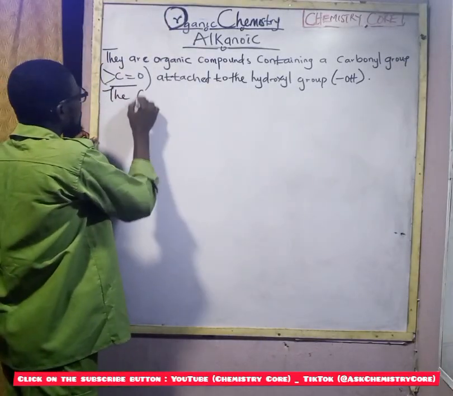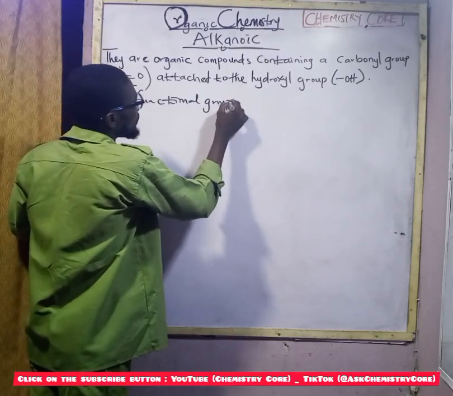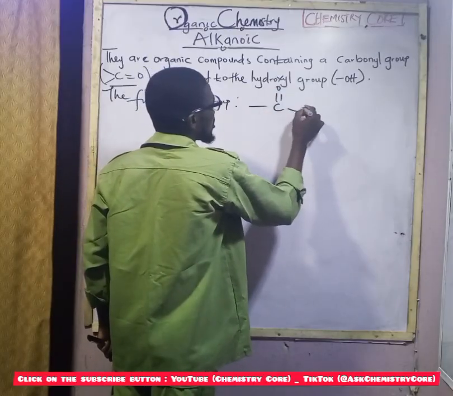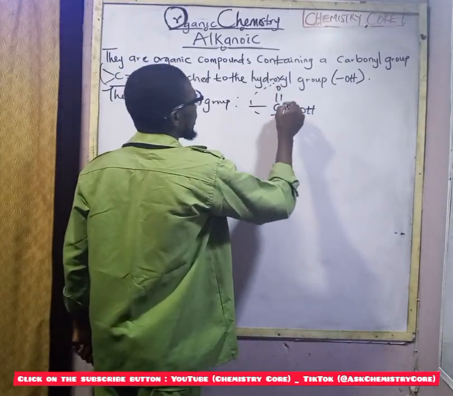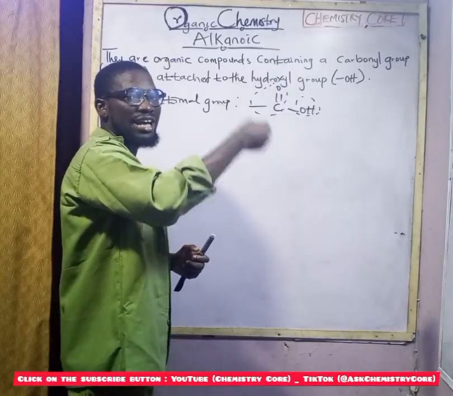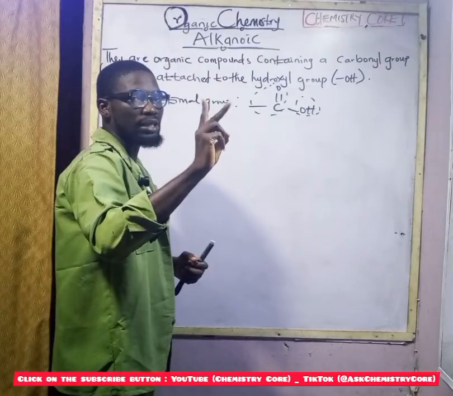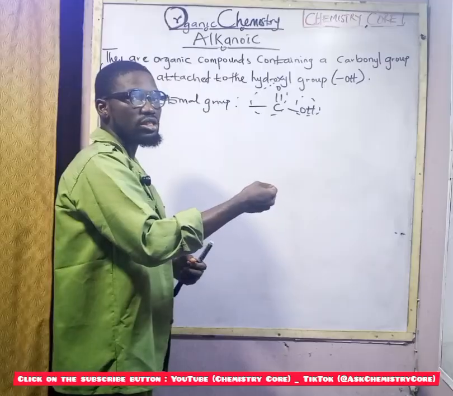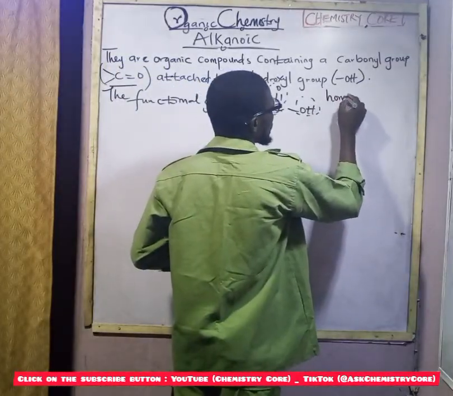The functional group of carboxylic acid is known to be this, and we have what? OH. Don't forget, this is the carbonyl, while this is the hydroxy. So it means that for every carboxylic acid or for every alkanoic functional group, they contain two groups, which are the carbonyl group and the hydroxy group. So with this now, they as well belong to what we call homologous series.